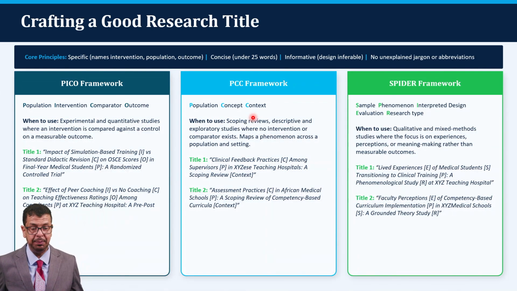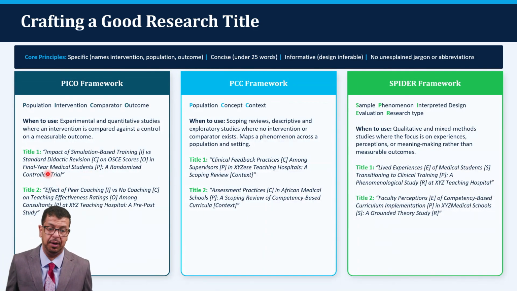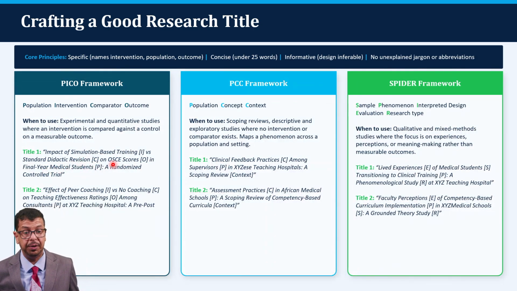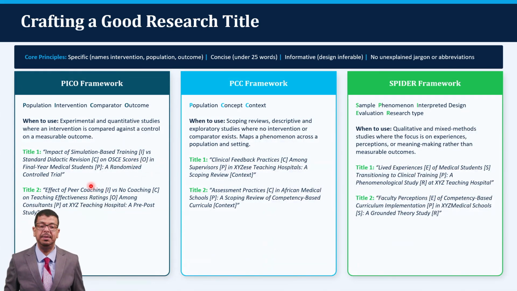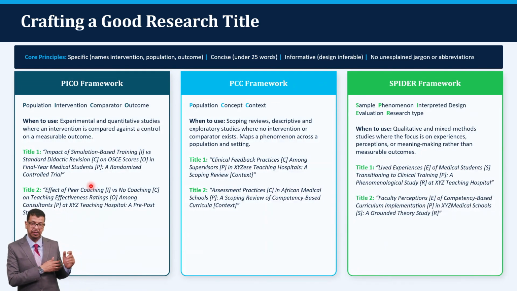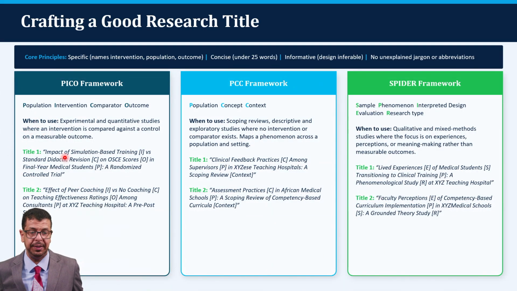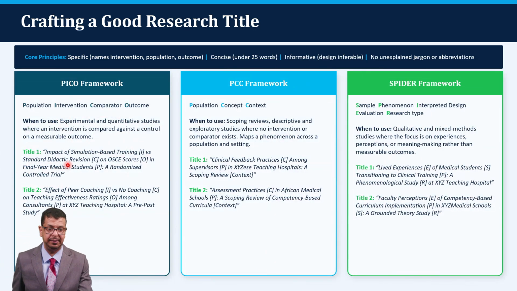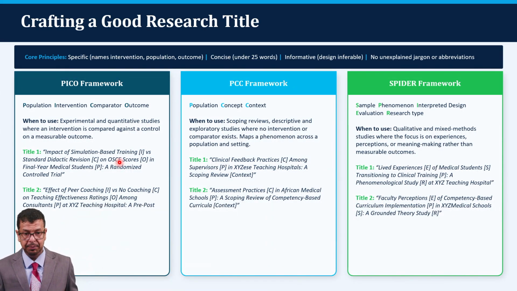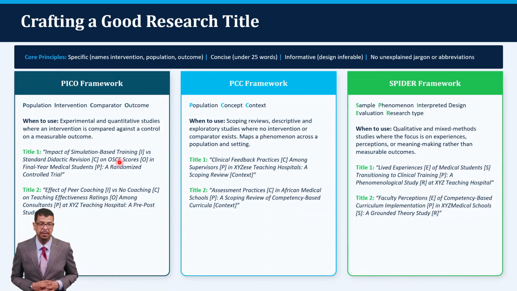The first example of a title: Impact of Simulation-Based Training versus Standard Didactic Revision on OSCE Scores in Final Year Medical Students, a Randomized Control Trial. Here, the population is the final year medical student. The intervention is the simulation-based training, the comparison is versus the standard revision, and the outcome is the score. This is an example of using PICO.